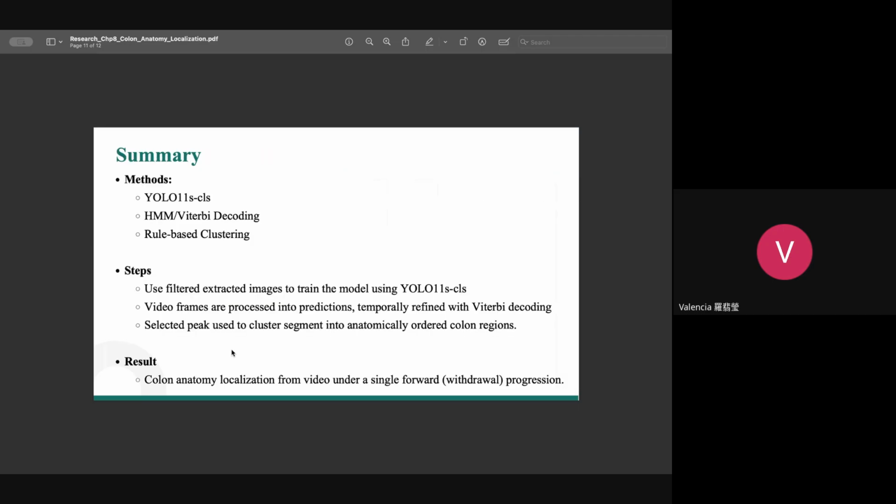So basically that is the summary of the method, steps, and results.